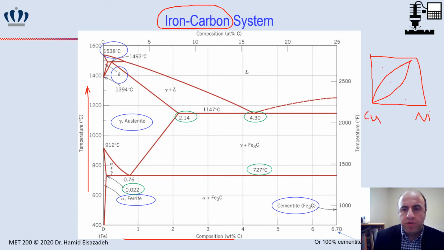As I mentioned before, we are interested in up to 6.7% of carbon, and that amount of carbon gives you 100% cementite, Fe3C. Okay, and cementite is a brittle, hard material. We discussed the phases. As you see here, we have various phases. We'll discuss them later in the next slides, but keep that in mind.